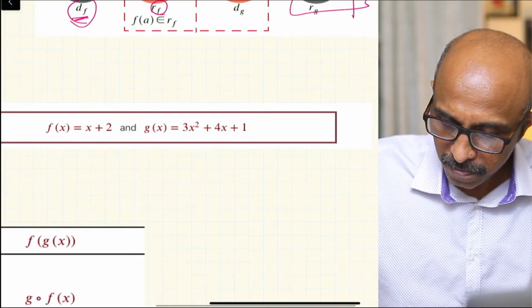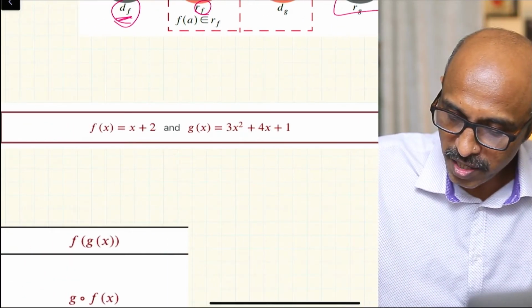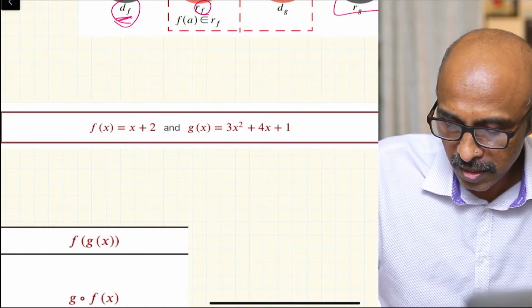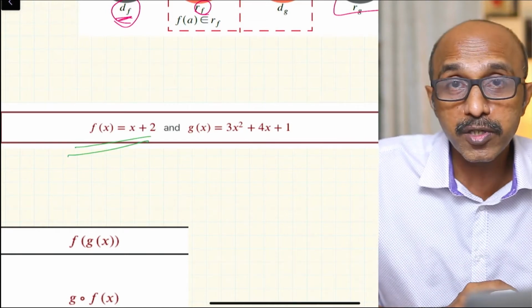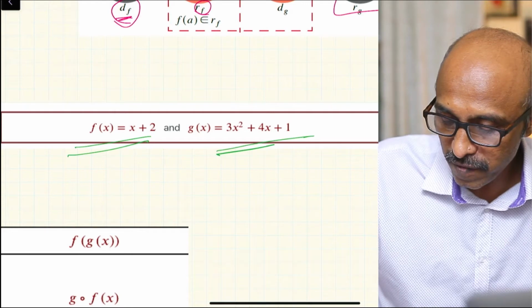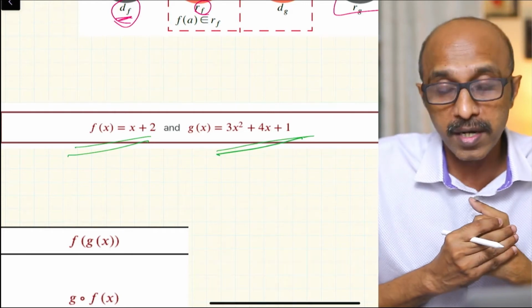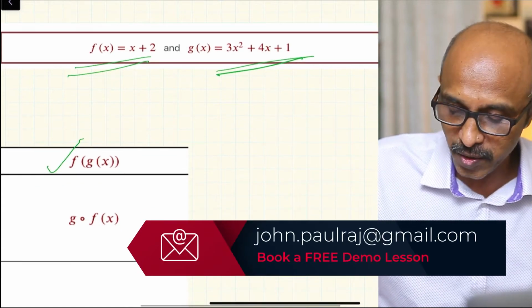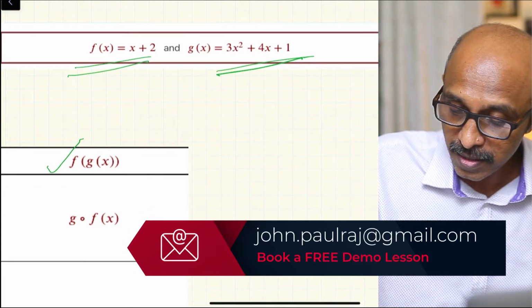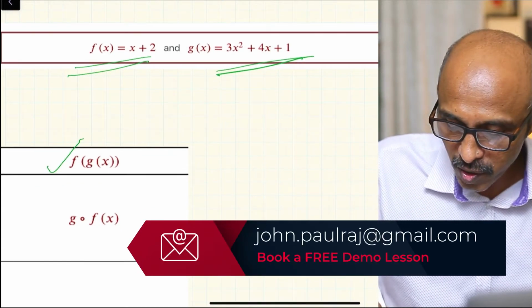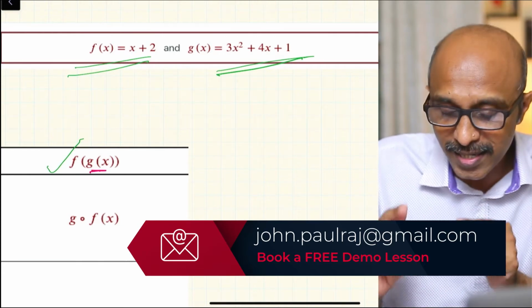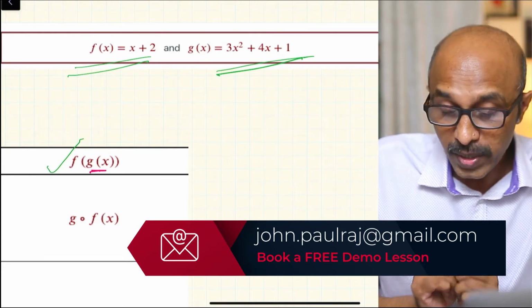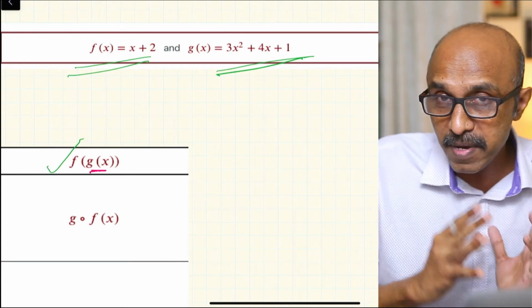Here we have an example. Two functions f and g defined as f(x) is a linear function, x plus 2, and g(x) is a quadratic function, 3x squared plus 4x plus 1. And we have to find f of g of x. So this is an example where the first function, the one that's inside, can you see that? The one that's inside is the first function. The one that's outside is the second function. So keep in mind the order.